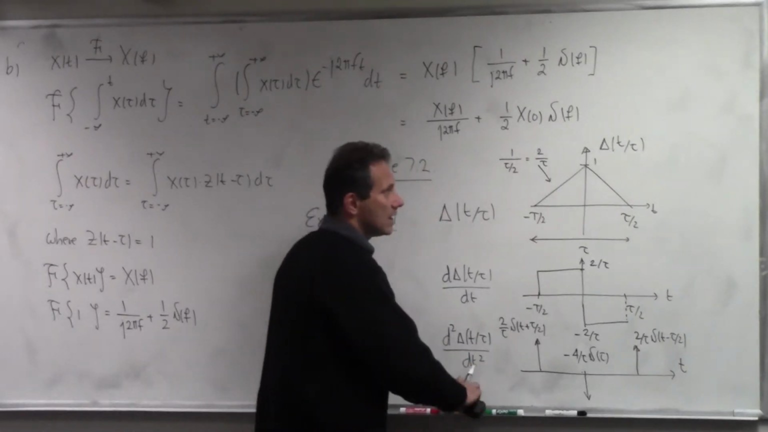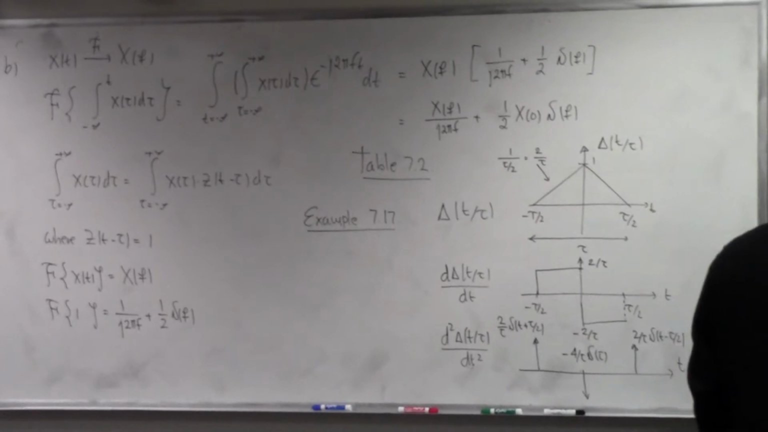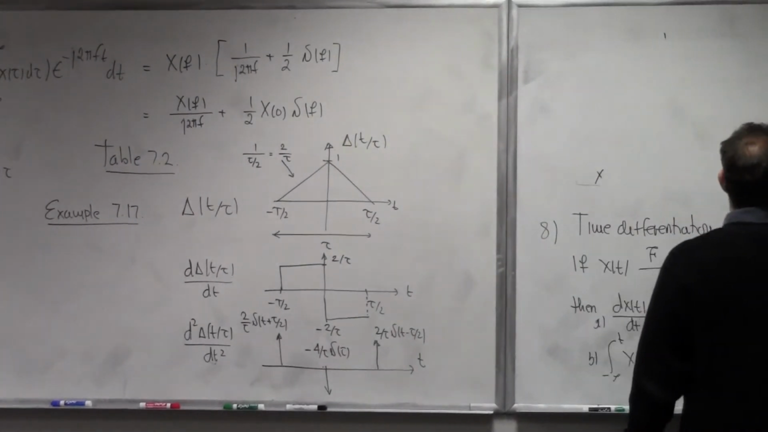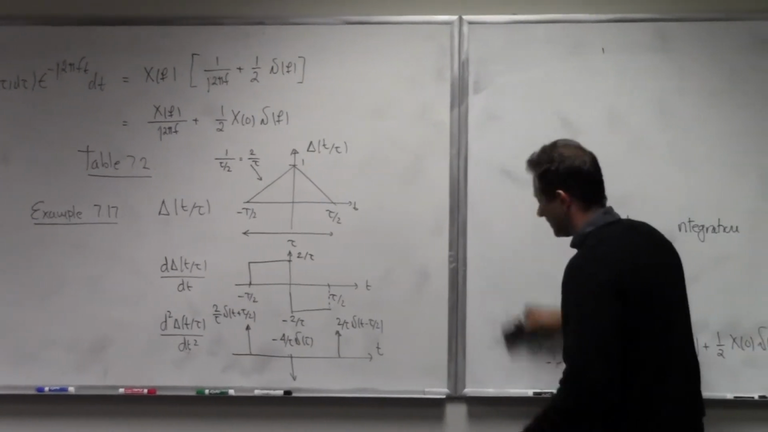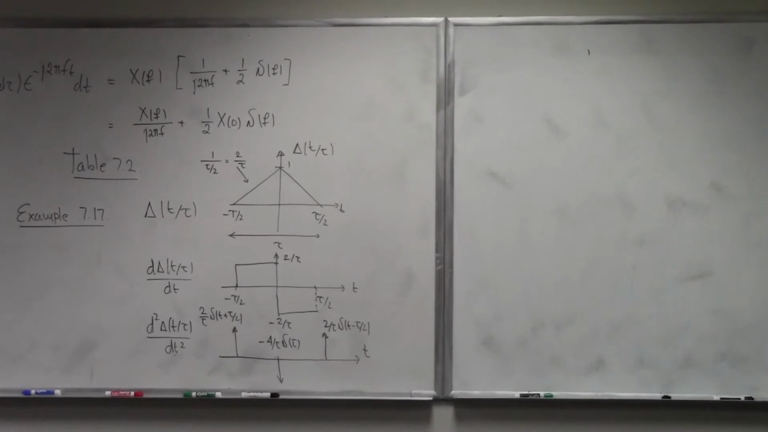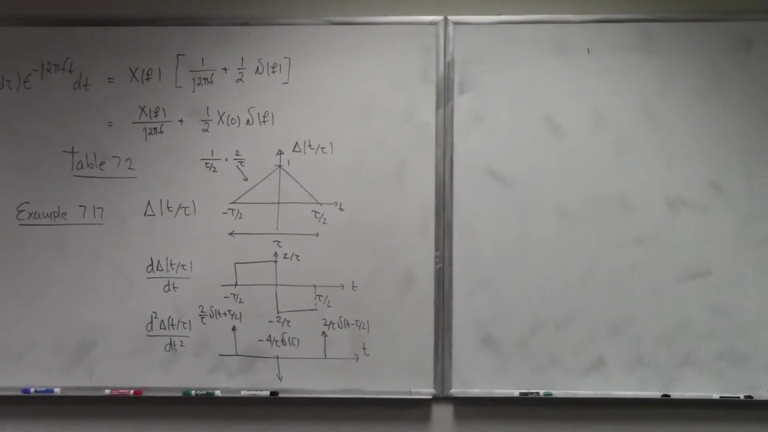Now that I have this, the Fourier transform is trivial, right? The Fourier transform of the delta, we always like integrating delta pulses, because there's really nothing to integrate. You're essentially just sampling the function inside the integral.